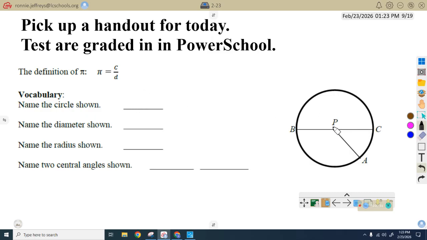Okay, so the way that you name a circle, this is the symbol for circle. You name it by the letter in the middle. Circle P. Alright. Diameter. Remember, diameter goes across through the center, so this would be BC with a straight line across it because it is a line segment. Alright, name a radius. Radius goes from the center to the edge, so this would be PA with this.